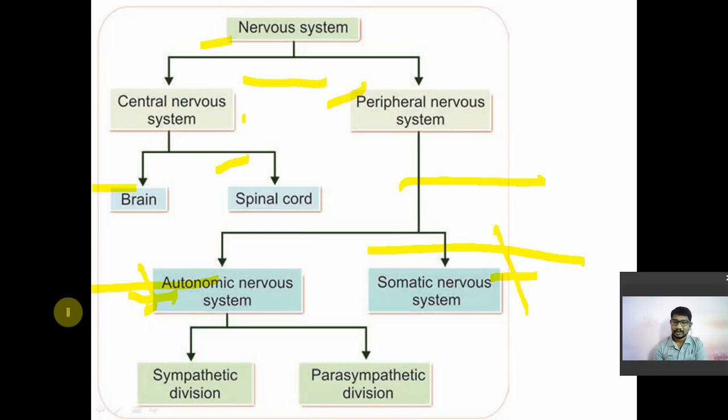So the autonomic nervous system is further divided into two types. The first one is the sympathetic division or sympathetic nervous system. The second one is the parasympathetic nervous system. We'll see these systems individually. Now just try to understand these things.